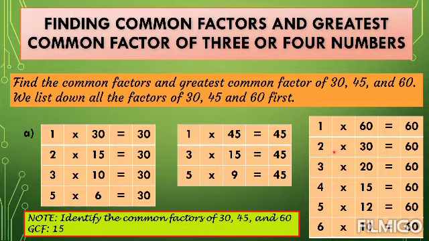So note, class, that to identify the common factors here, as you see, the greatest common factor of these three numbers, 30, 45, and 60, is 15. Look here in the first picture, there's 15, 15, and 15. So that is the greatest common factor of 30, 45, and 60.